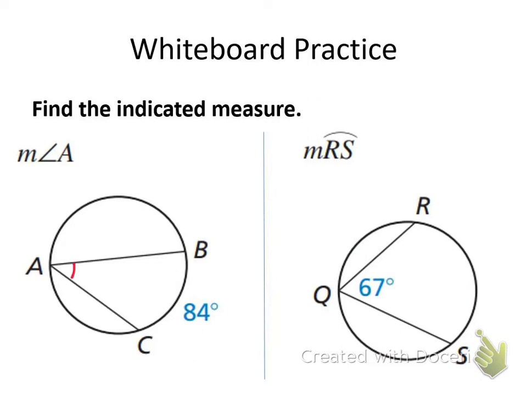Okay, so you're finding the angle. How do you find the angle? 84 divided by 2. You half 84 and you get 42. You're given an angle. Multiply it times 2 and you get 134.